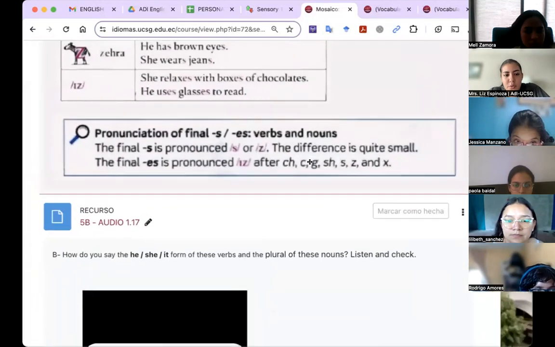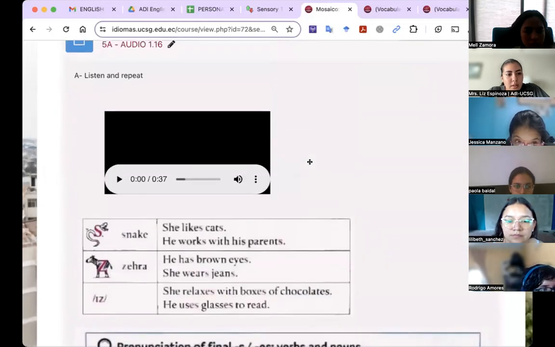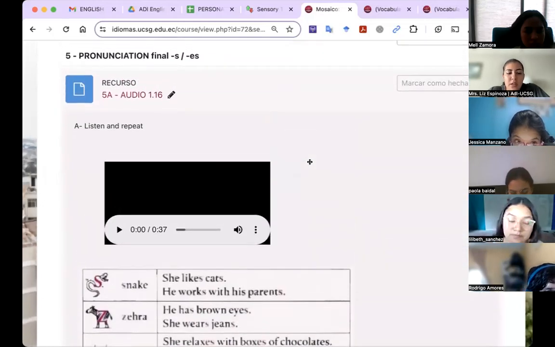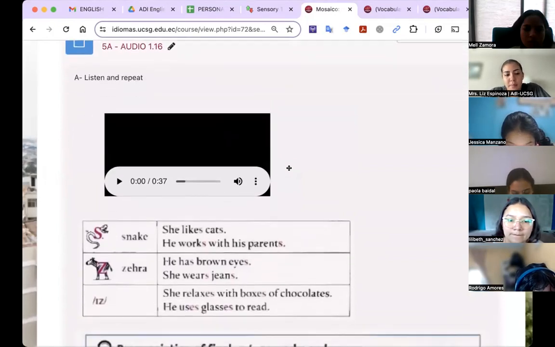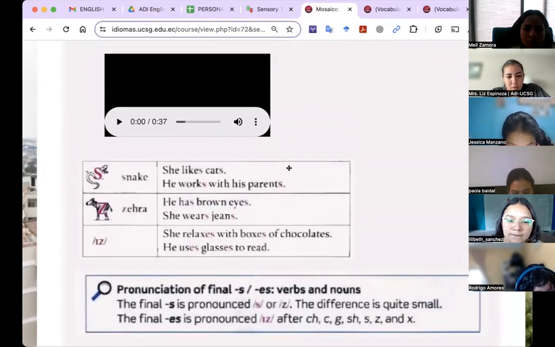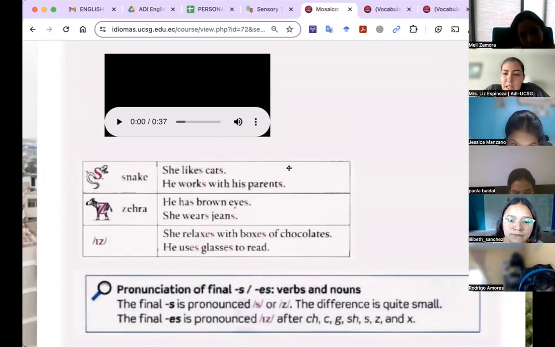These final two questions are regarding, yes, of course, listening, but also pronunciation. In this case, you don't have to answer questions, but you have to repeat, okay? So here you have a box which specifies when you add S or ES in verbs and nouns. It says that final S is pronounced S or Z. The difference is quite small, right? And the final ES is pronounced after these letters, okay? So let's listen and repeat at home, please.